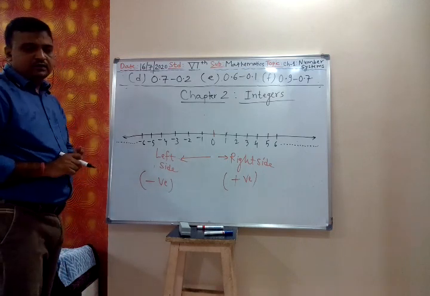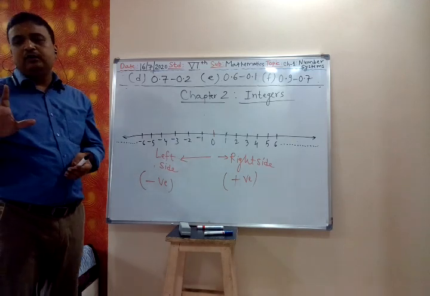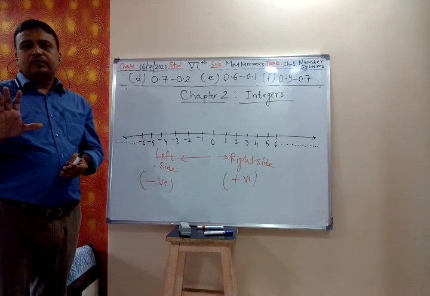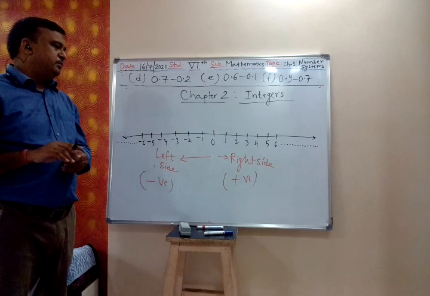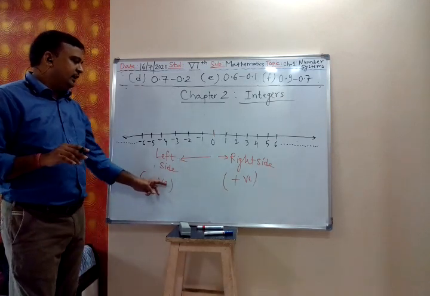To the right of 0 we have positive integers. To the left of 0 we have negative integers. Normally plus means positive and minus means negative.